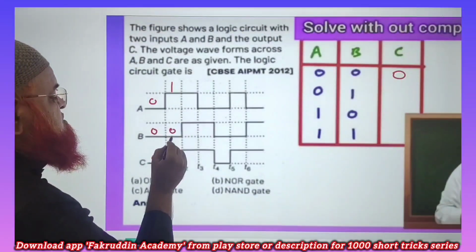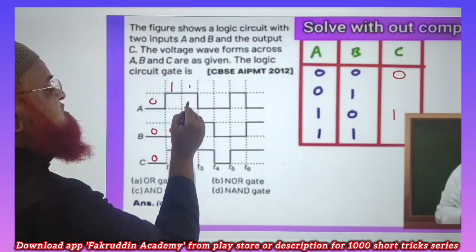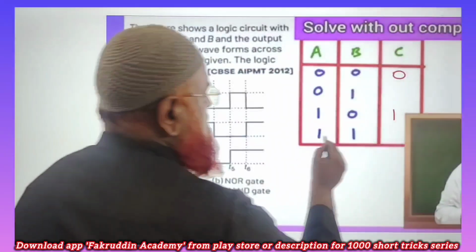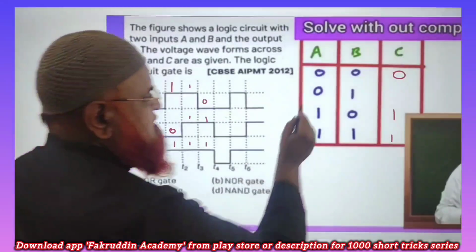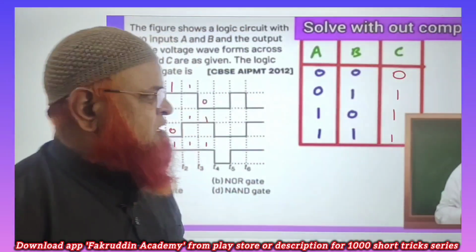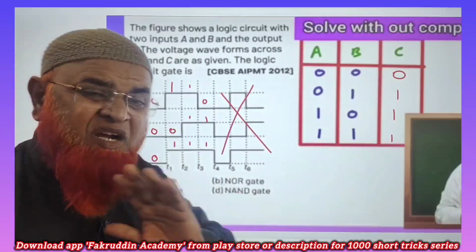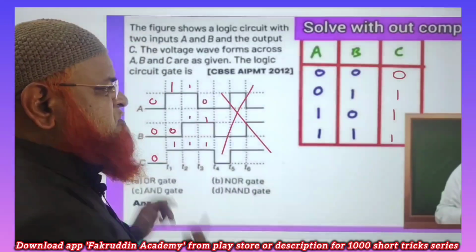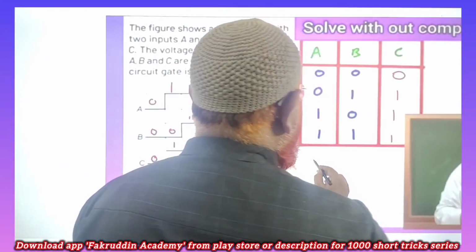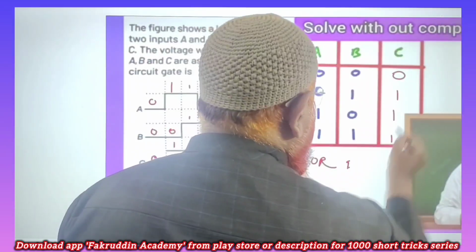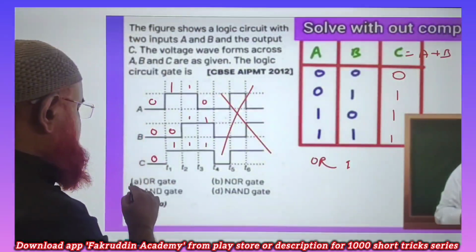This is 1, this is 0, and this is 1. Means 1, 0 is 1. And again here, this is 1, this is 1, and this is 1. 1, 1 is 1 again. Here this is 0, this is 1, and this is 1. 0, 1 is also 1. So without the remaining ones you need not test here. If you test this many values, you get the answer directly. So what type of gate is it? It is an OR gate. That's it. Because it is doing only the addition operation A plus B. So this is taken as option A.